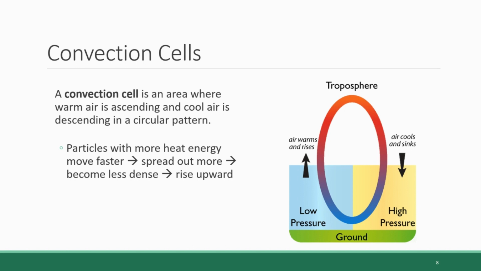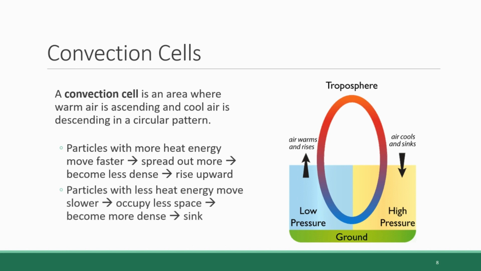And then when the particles get to the top of the troposphere, it's cooler up there, and so they cool down too. With less kinetic energy, their molecules move slower. And because they're not bouncing around so frantically, they occupy less space and they become more dense. This causes the cooler air to sink. And the result is this continuous movement of air in this circular pattern called a convection cell. This pattern contributes to what we casually know as wind.